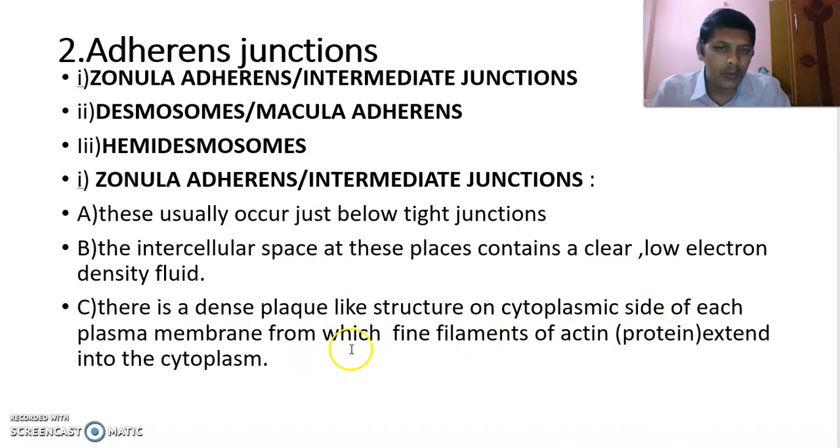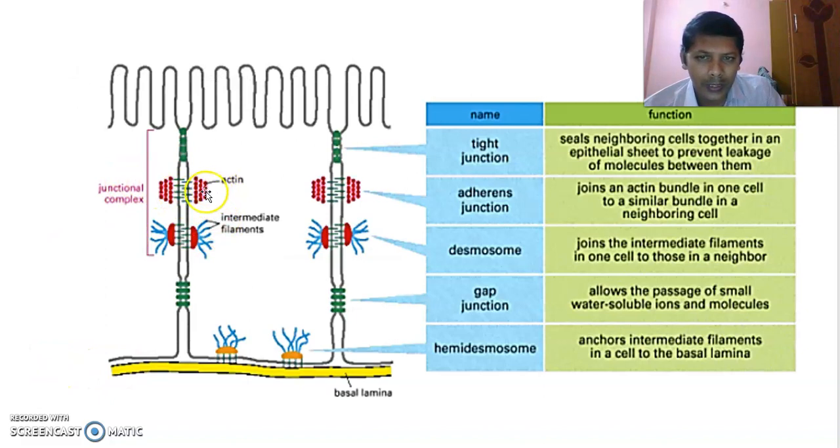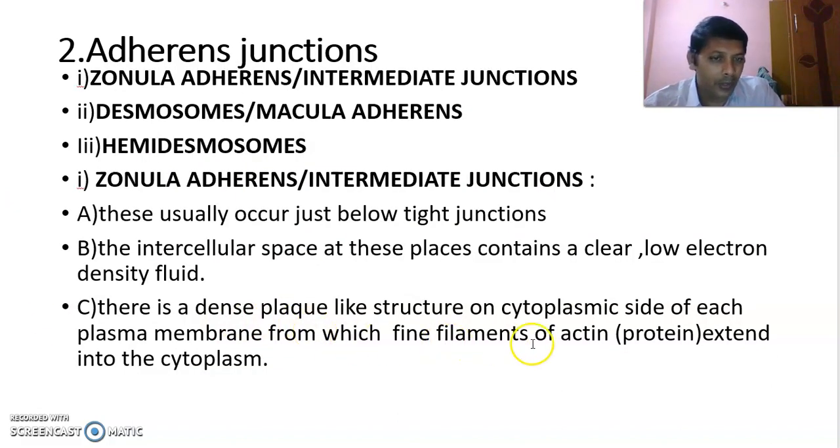On each side of the plasma membrane there are fine filaments of actin protein extending into the cytoplasm. You can see the actin here. What type of proteins are present here? Actin proteins are present in intermediate junctions, which are zonula adherens.